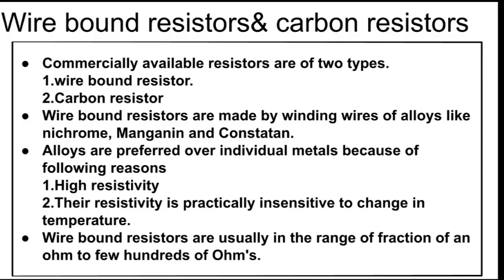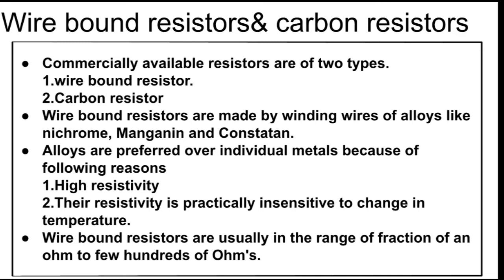There are two types of resistors which are used for laboratory purposes. They are wire bound resistors and carbon resistors. Wire bound resistors are made by winding wires of alloys like nichrome, manganin, constantan, etc. Alloys are preferred over individual metals because they have very high resistivity. Metals also have high resistivity, but the important fact is that the resistivity of alloys like nichrome, manganin, constantan is practically insensitive to change in temperature.